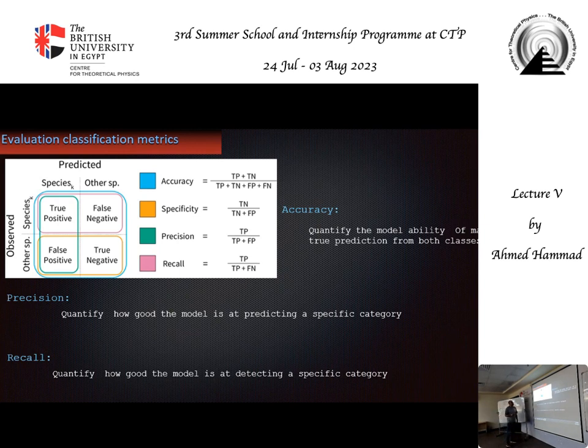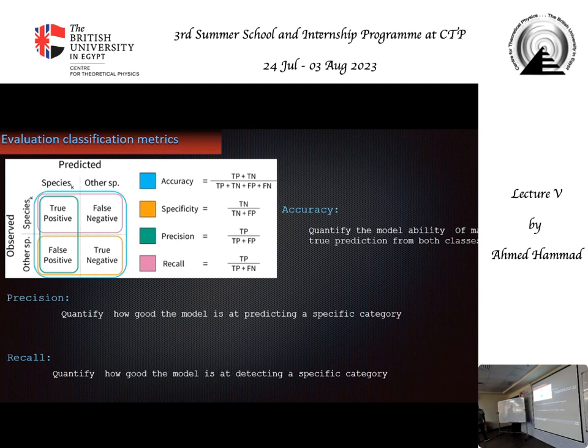Precision is basically true positive over true positive plus false positive. So it keeps interest on the positive class. But here there is also recall. And this recall is the true positive over true positive plus false negative.